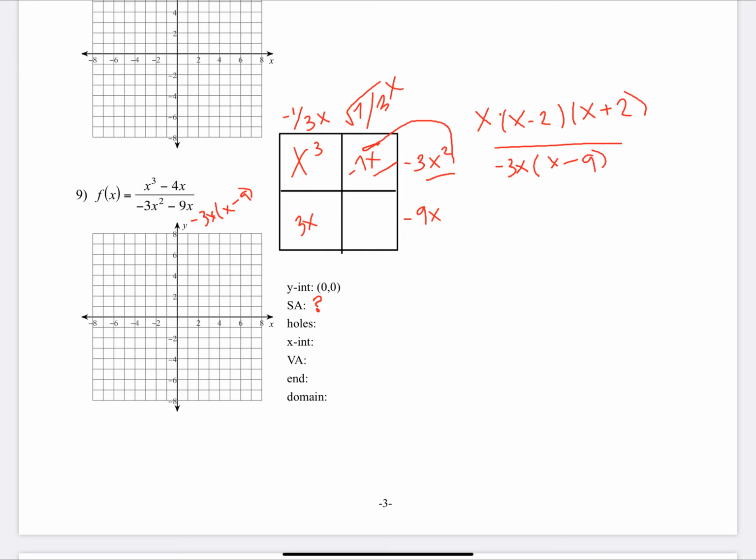I'm not sure why, but it's not letting me write over top of what you have written, so I'm just going to record a quick video. So you said on this one you're stuck on the slant asymptote.